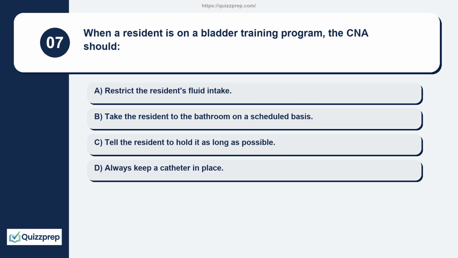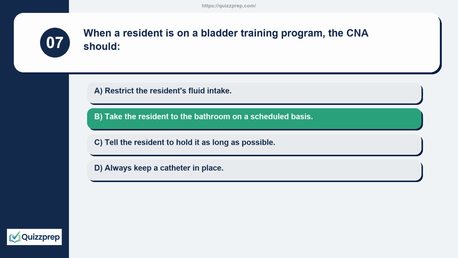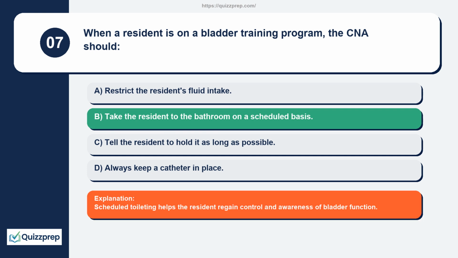Question 7. When a resident is on a bladder training program, the CNA should restrict the resident's fluid intake, take the resident to the bathroom on a scheduled basis, tell the resident to hold it as long as possible, always keep a catheter in place. Scheduled toileting helps the resident regain control and awareness of bladder function.